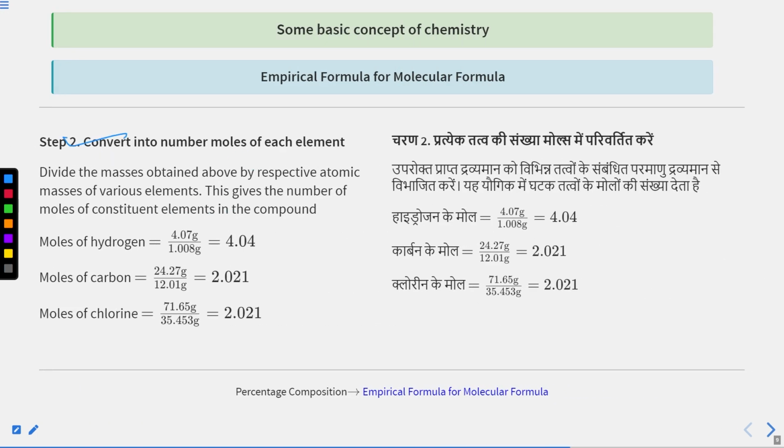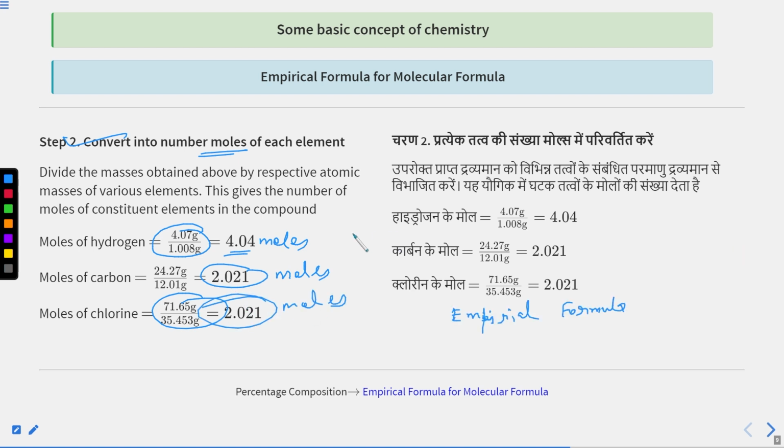Convert into number of moles of each element. Divide the mass obtained above by the respective atomic masses of the various elements, and this gives the number of moles of constituent elements in the compound. So the number of moles of hydrogen will be 4.07 gram divided by 1.008, and it comes out to be 4.04 moles. Moles of carbon: 24.27 gram divided by 12.01 gram is equal to 2.012 moles. Moles of chlorine: 71.65 gram divided by 35.453 gram is equal to 2.021 moles.